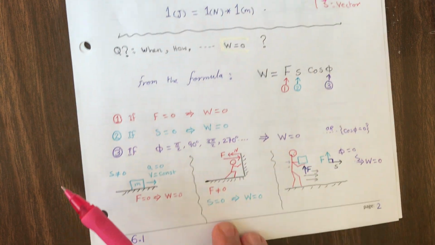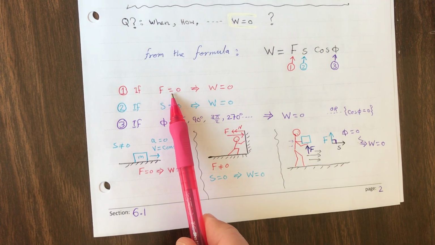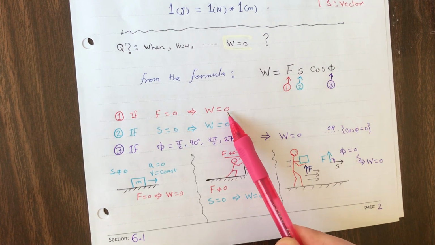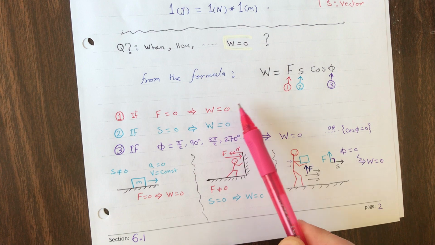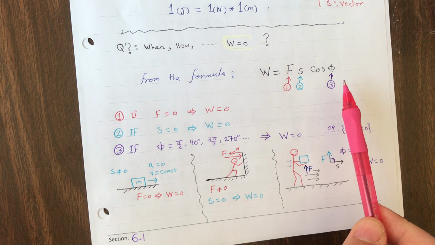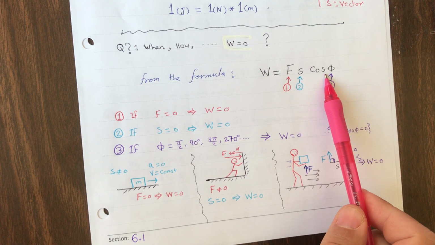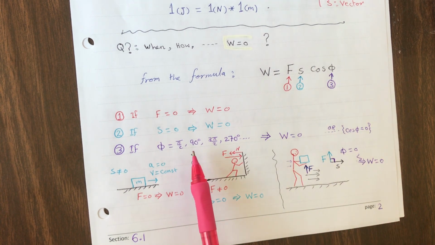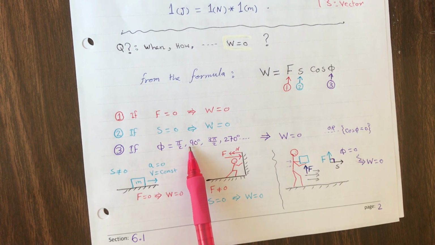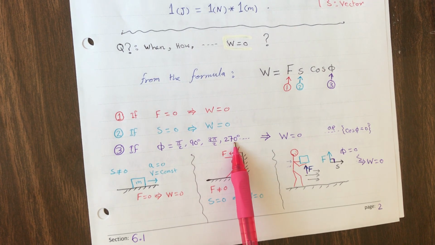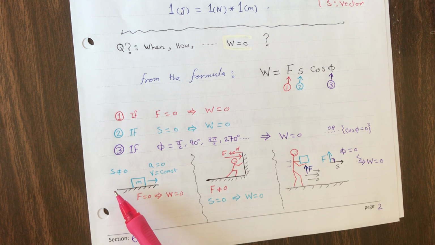We have 3 ways, as we see. If the force is equal to 0, then the work is equal to 0. If the displacement is equal to 0, then the work is equal to 0. If cosine theta equal to 0, then the work is equal to 0. Cosine theta is equal to 0 at pi over 2, or 90 degrees, or 3 pi over 2, which is 270 degrees. And these are 3 examples of that.